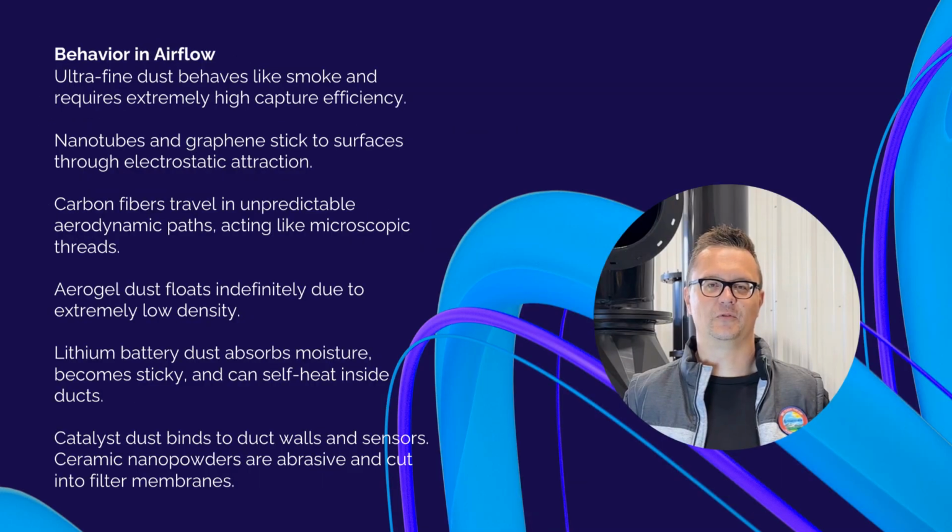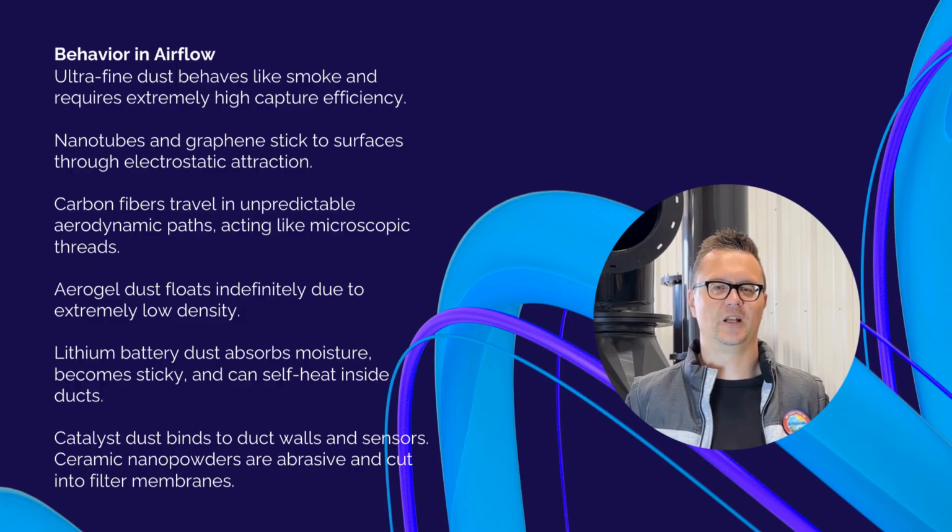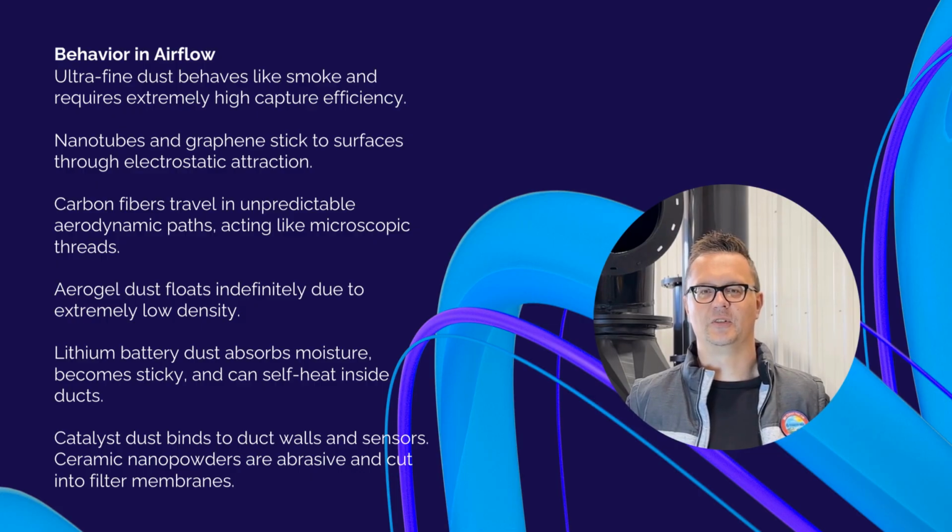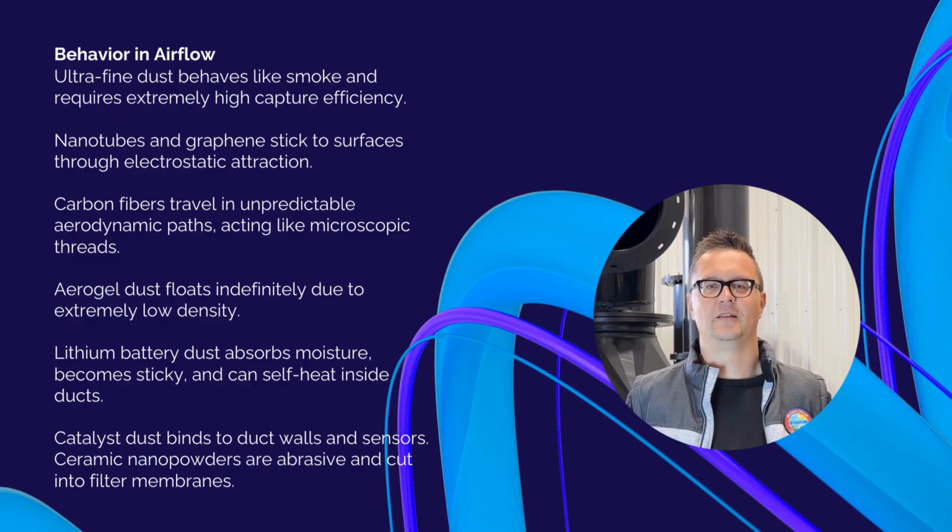Behavior in airflow. From an engineering perspective, ultrafine dust behaves like smoke and requires extremely high capture efficiency. Nanotubes and graphene stick to surfaces through electrostatic attraction. Carbon fibers travel in unpredictable aerodynamic paths, acting like microscopic threads. Aerogel dust floats indefinitely due to extremely low density. Lithium battery dust absorbs moisture, becomes sticky, and can self-heat inside ducts. Catalyst dust binds to duct walls and sensors. Ceramic nanopowders are abrasive and cut into filter membranes. This is the hardest group of dusts to control mechanically.